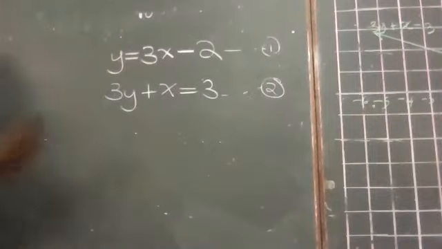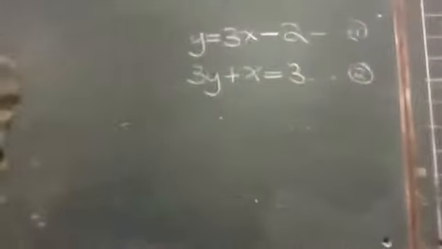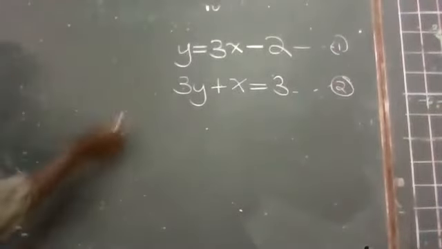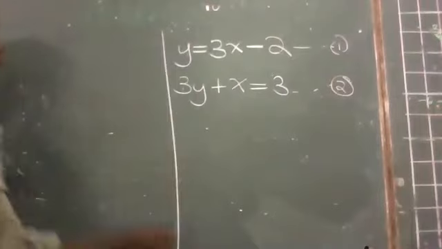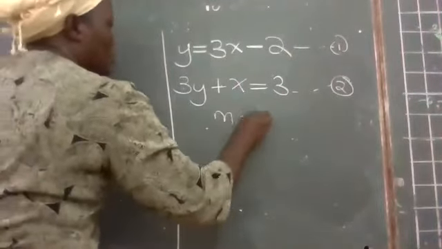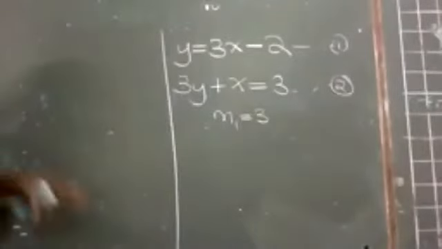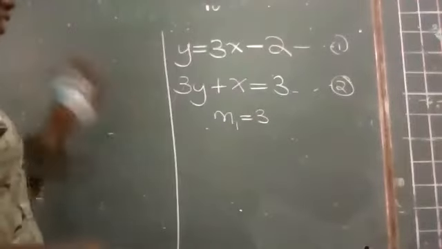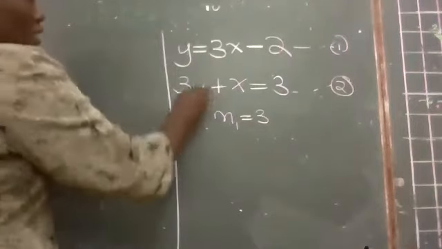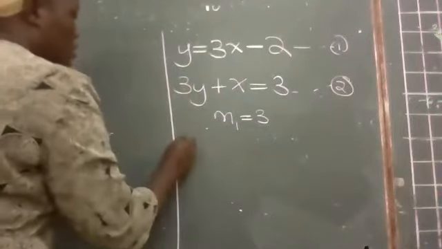Now, my question is, what is the gradient for the first line, M1? 3. Very good. Now we're going to find the gradient of the second line. For us to do that, we definitely have to first rearrange. So I'm going to rearrange equation 2.